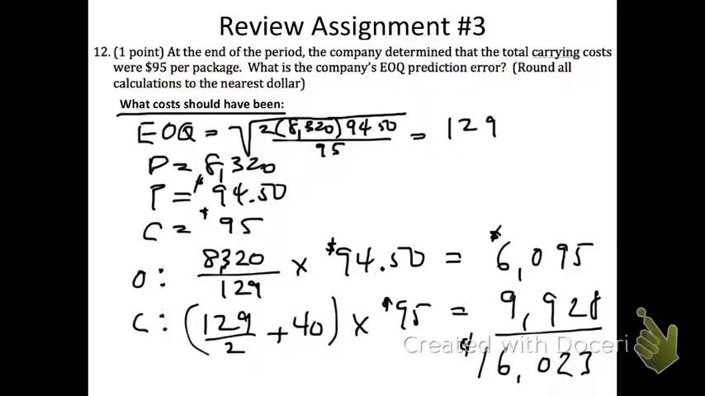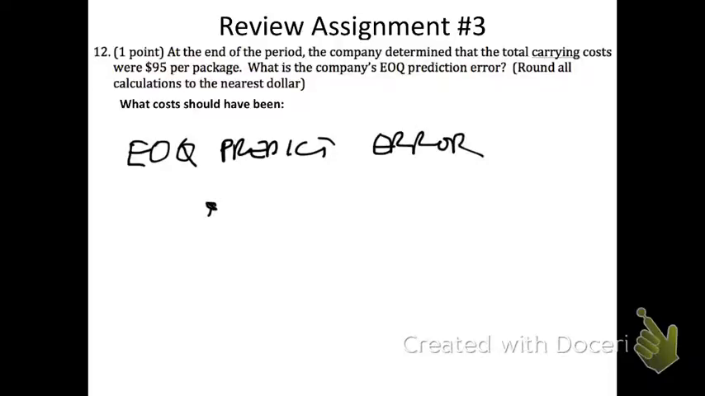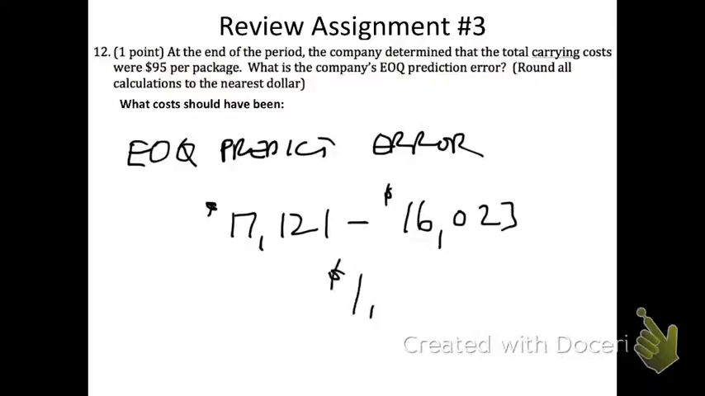And so if you think about it, I didn't leave myself very much room here, but let's look at the economic order quantity, or the prediction error here. So our prediction error is just the difference between the cost that we actually incurred, the 17,121, and the cost that we should have incurred, 16,023. So our prediction error is 1,098.